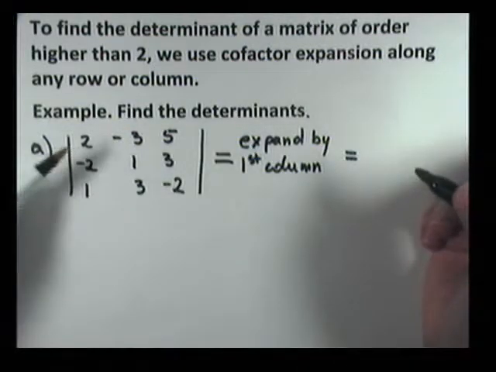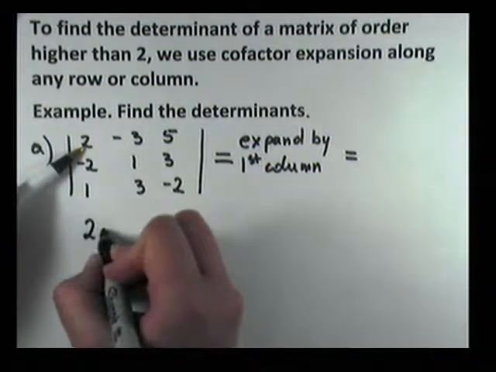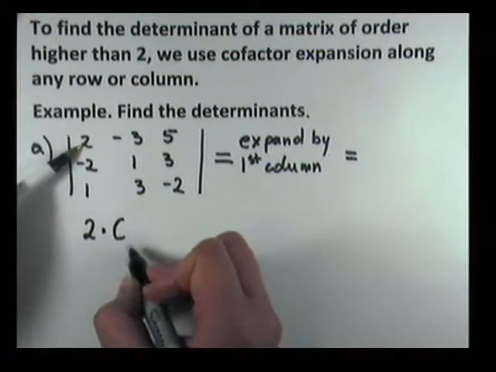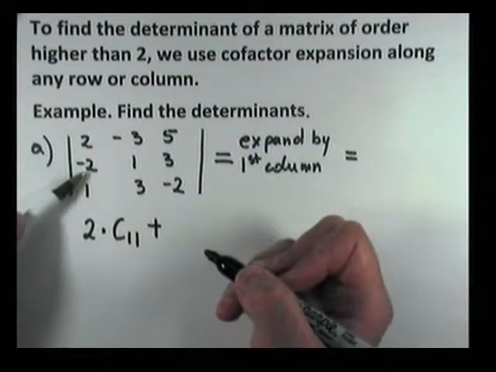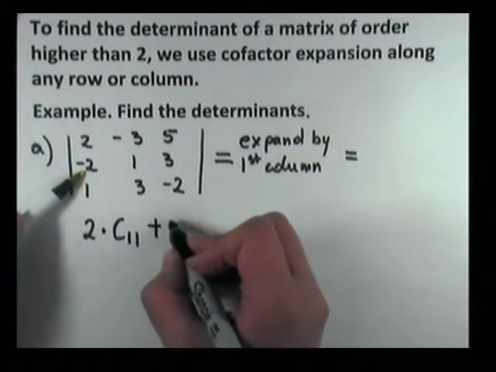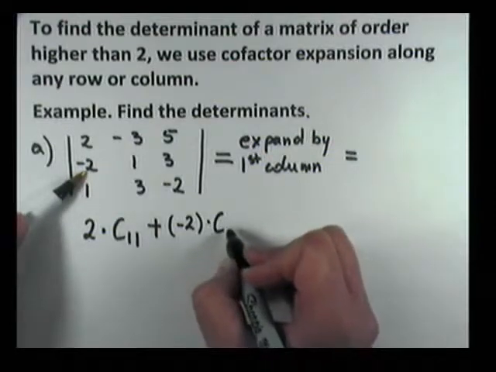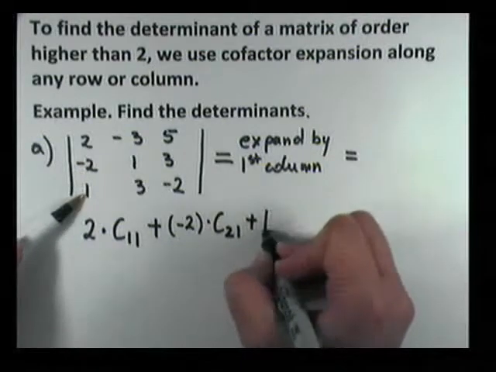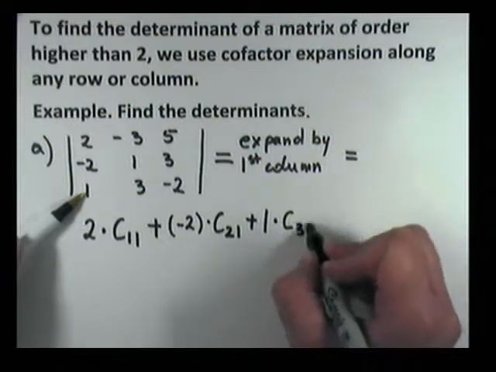So the determinant is equal to first the number in the first column, which is number 2, times the cofactor of the position of that number. Number 2 is in position 1, 1. Then we have plus the second number. You need to write all the numbers from the first column. So now we have minus 2 times the cofactor of the position, second row and first column. Plus the number and the cofactor of that position, third row, first column.